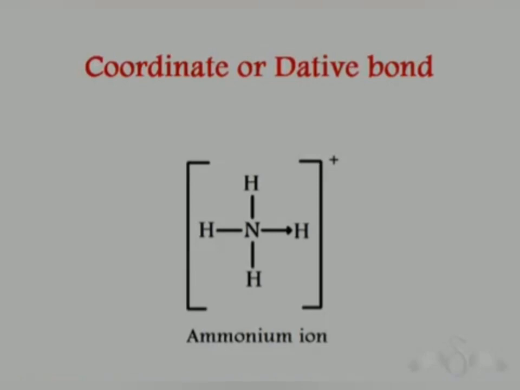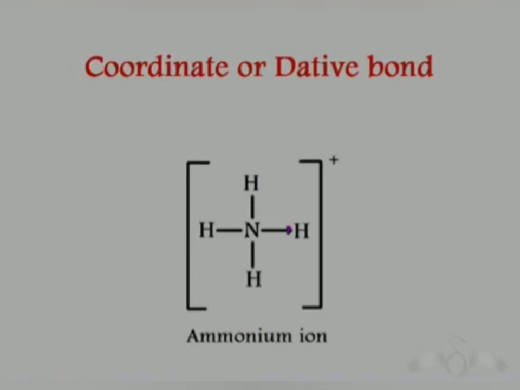The bond with an arrow is a dative or a coordinate bond, and a single bond is a covalent bond. Now we know even in a covalent bond there is sharing of electrons, and even in a coordinate bond there is sharing of electrons. So what is the difference between the covalent and the coordinate bond?